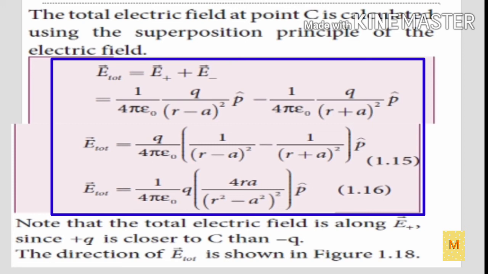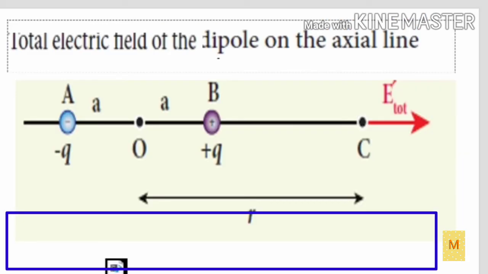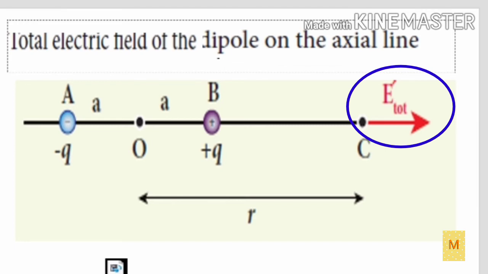The p cap is also common, so only it is taken outside. After completing the simplification of this equation, you will get the final result as E total vector is equal to 1 by 4 pi epsilon naught into Q into 4 r a divided by (r squared minus a squared) the whole squared into p cap. Since the E plus vector is seen to be larger than the E minus vector, the total electric field E total vector will also act along the E plus vector. It can be represented by the following figure.